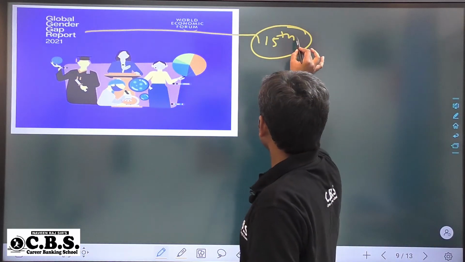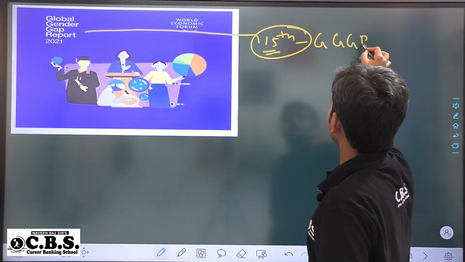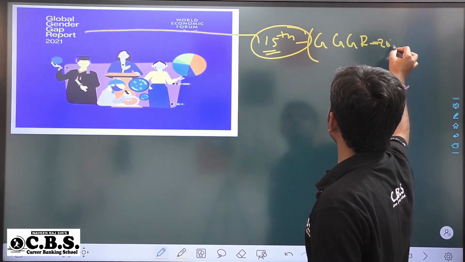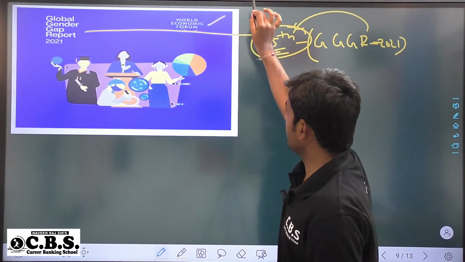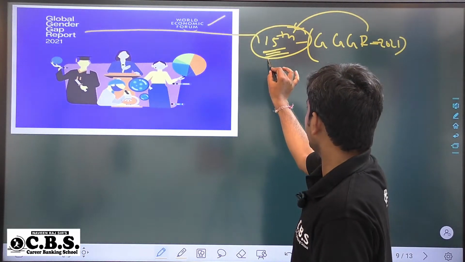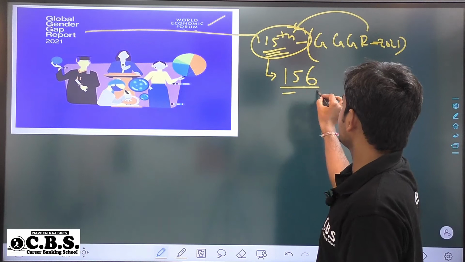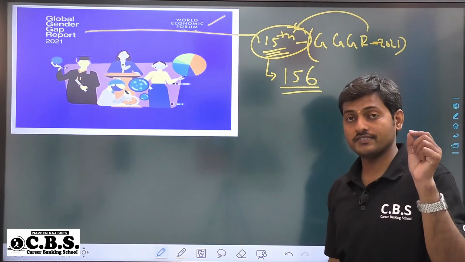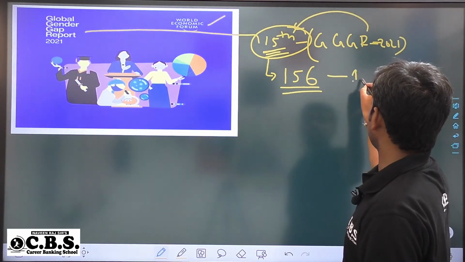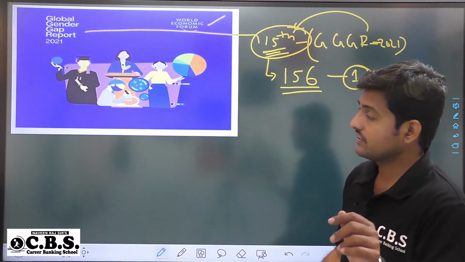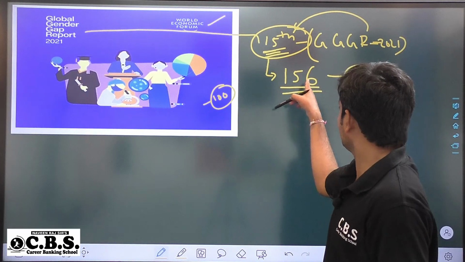So here it is the 50th edition of the Global Gender Gap Report, for the year 2021, released by the World Economic Forum. If we come to the ranking, overall 156 countries were considered and awarded rankings. The maximum score is 1. For example, if an exam is conducted for 100 marks, what is the maximum score? 100. So it is 1 mark.